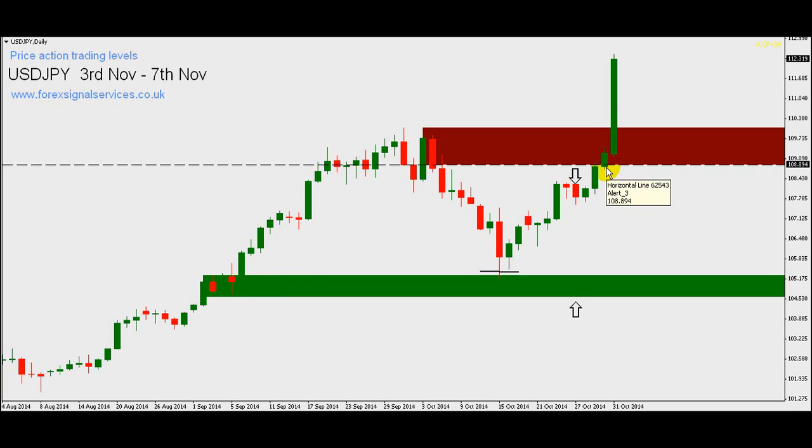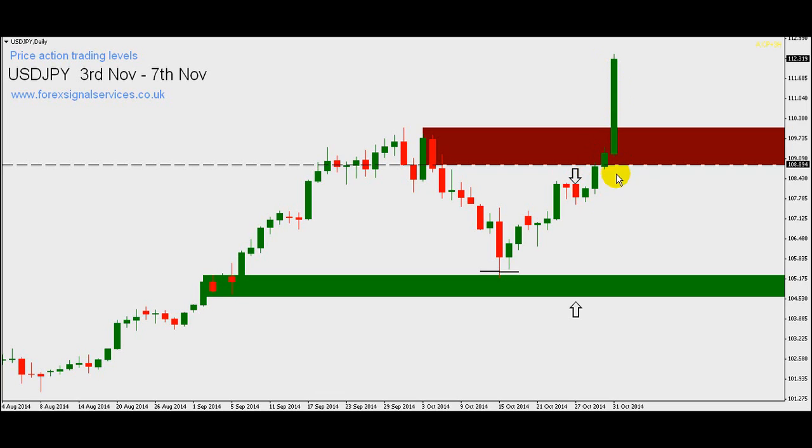So what you would have been looking for was some sort of price action candle to say we might be able to sell this at 108.89, and you didn't get one. The price just went into the zone, and obviously the news took it straight up through.